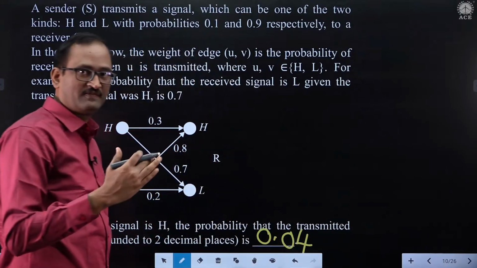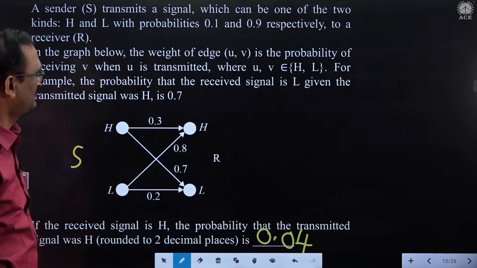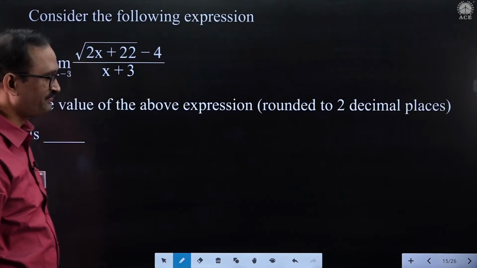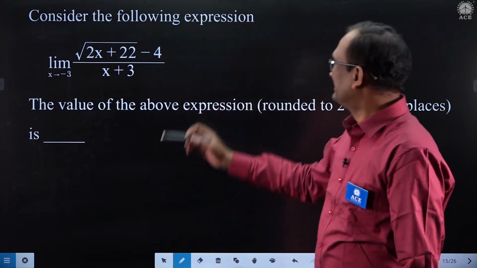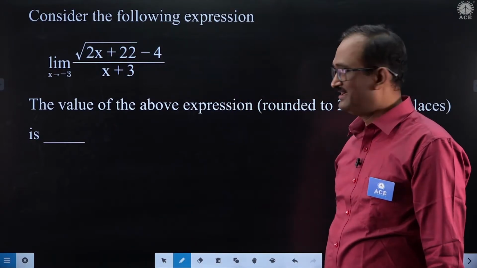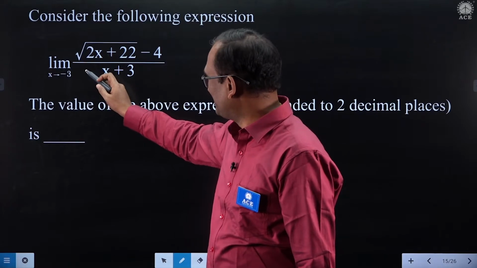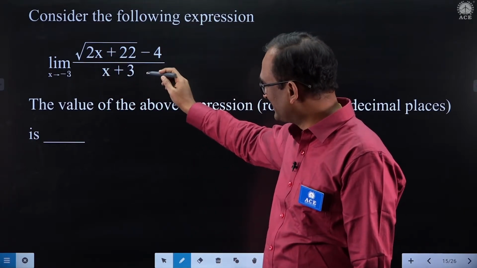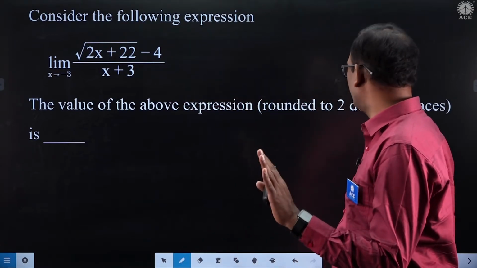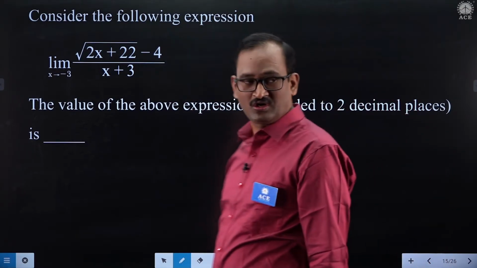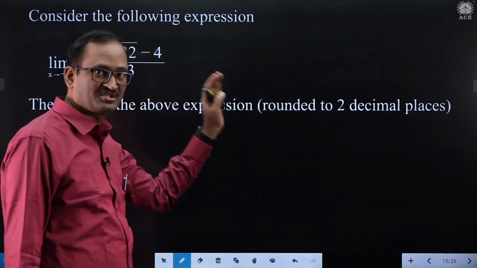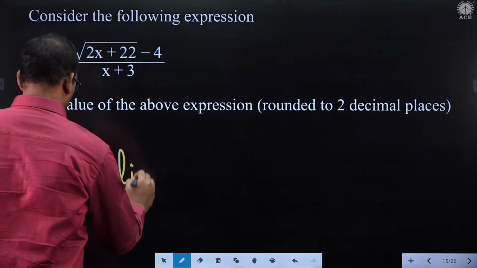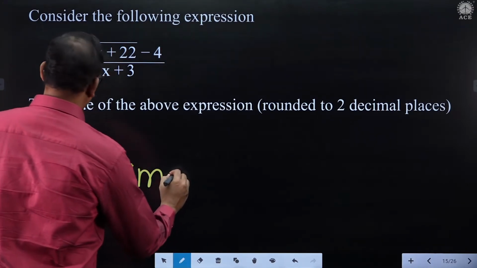This is also a fill in the blank question. Read the given problem. Consider the following expression. Limit x tends to minus 3 square root of 2x plus 22 minus 4 divided by x plus 3. The value of the above expression round off to 2 decimal places is dash. Anyhow, let us take the given problem. This is also fill in the blank question.